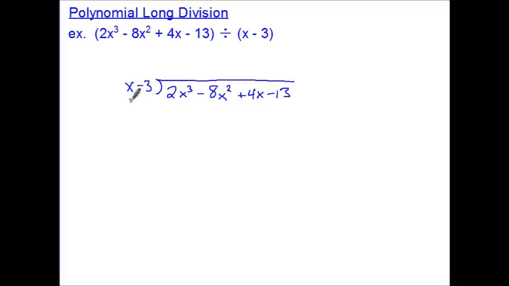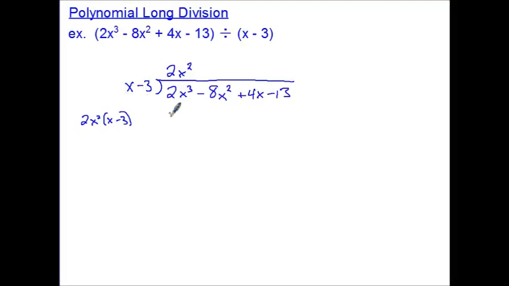basically what you want to do here with the polynomials is try to match first term to first term. So basically kind of like first digit to first digit. I want to figure out what I can put up here to multiply by x to make 2x to the 3rd. And hopefully it doesn't take too much thought to come up with 2x squared right there. Just to make sure everybody's on the same page here, the 2x squared gets multiplied by the x minus 3. You want to multiply by the entire thing out in front. So it's basically a distribution.